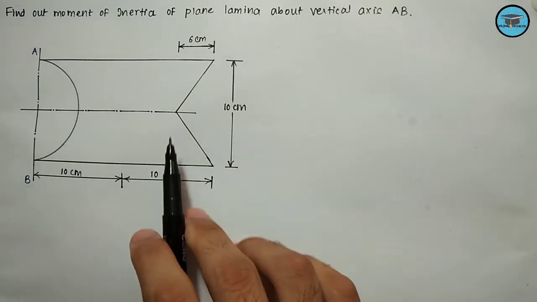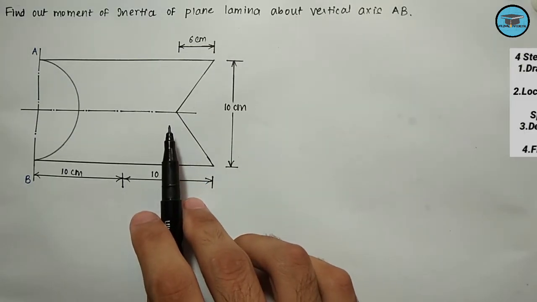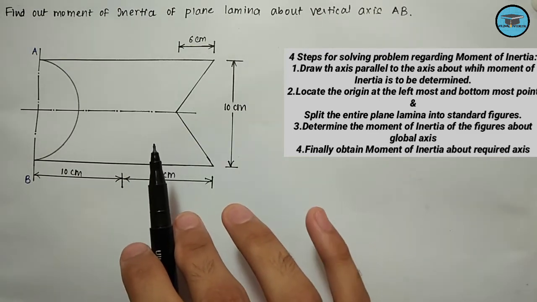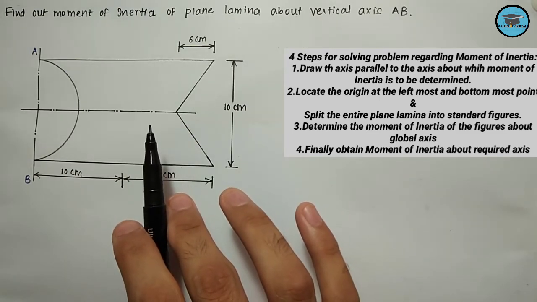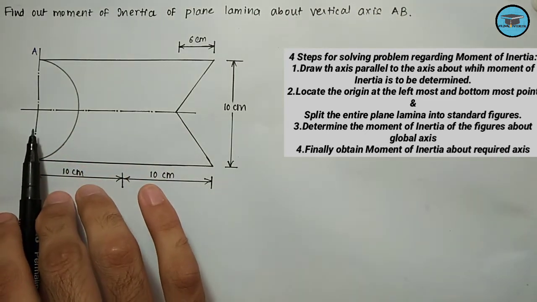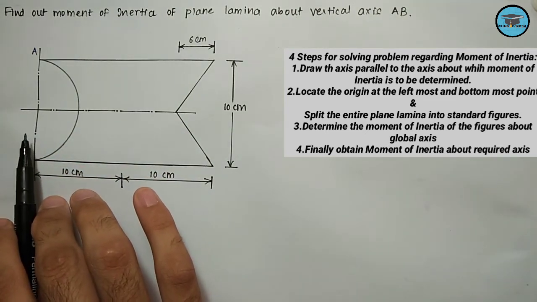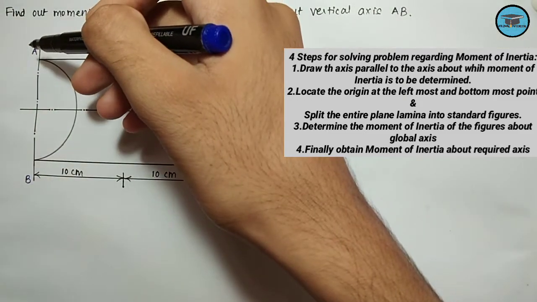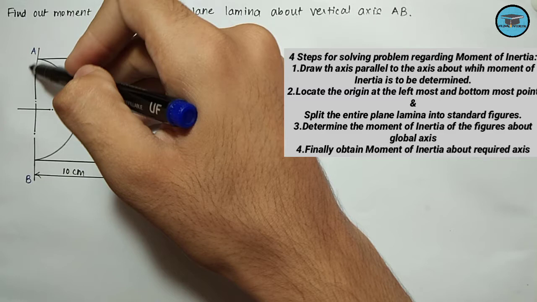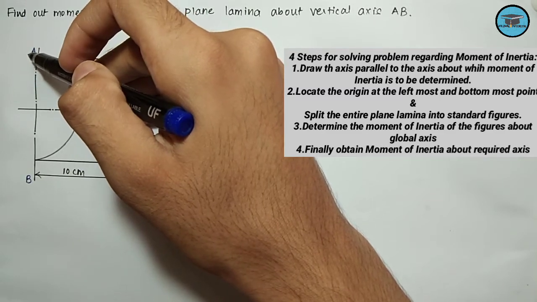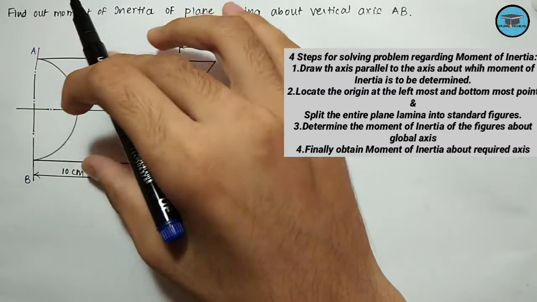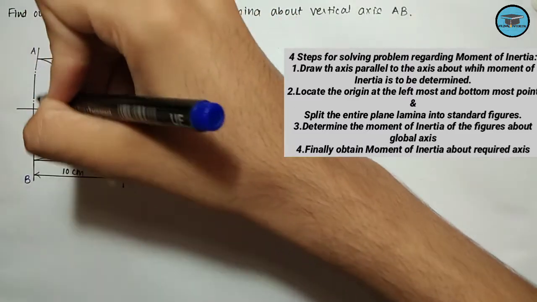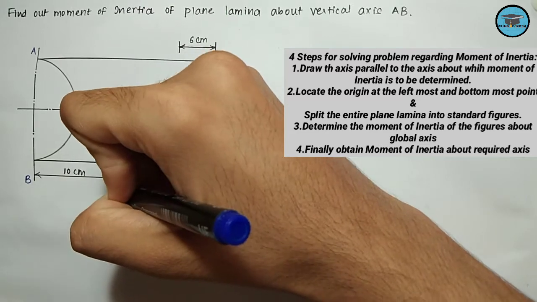So for solving such kind of problem regarding moment of inertia, we need to remember 4 steps. The first step is we need to draw the axis which is parallel to the axis about which the moment of inertia has to be determined. Here in our case we need to determine the moment of inertia about this axis AB. So we need to draw the axis which is parallel to this axis AB, and it should pass through the centroid of the lamina. So let us draw the axis which is parallel to AB and passing through the centroid of the plane lamina.